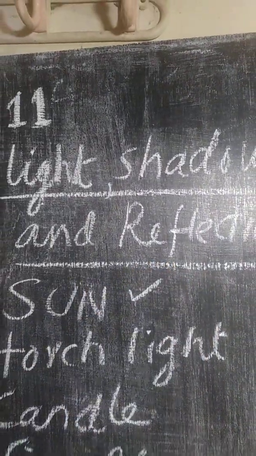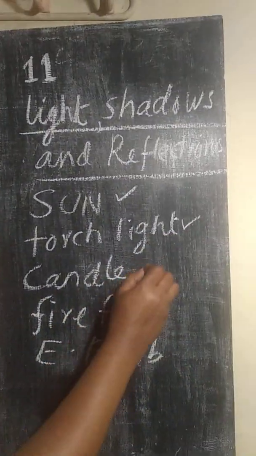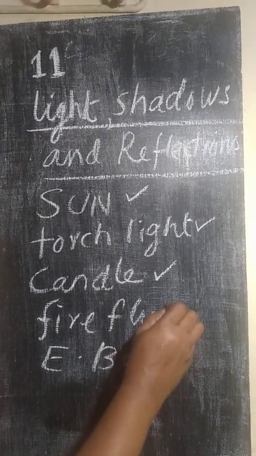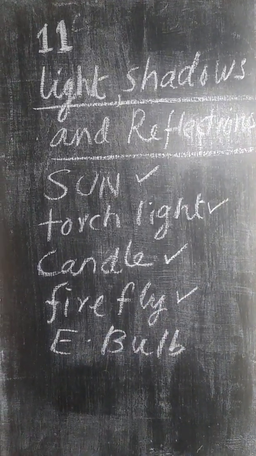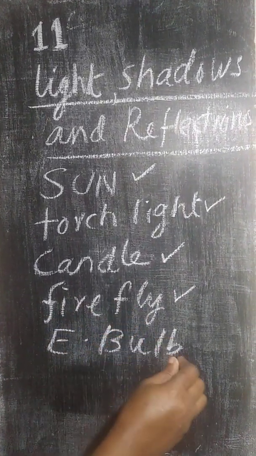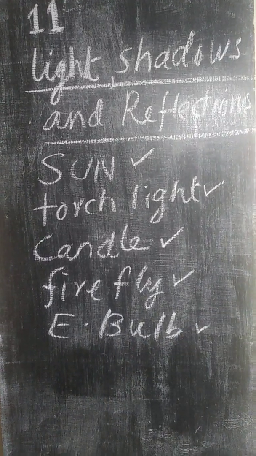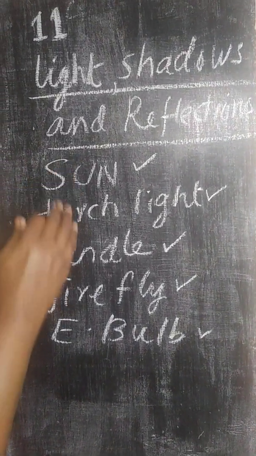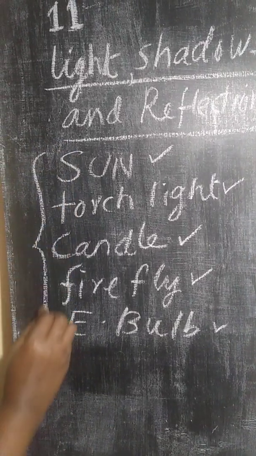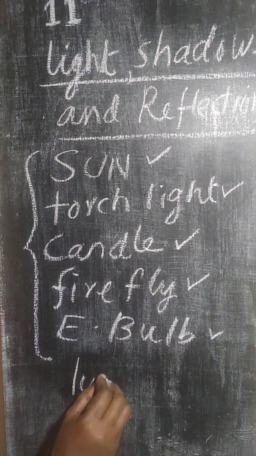Sun can give out light. Torchlight can give out light. A candle can give out light. Firefly, even though it is a very small dim light, can also give out some light. Electric bulb can also give out some light. So these type of objects we call luminous objects.